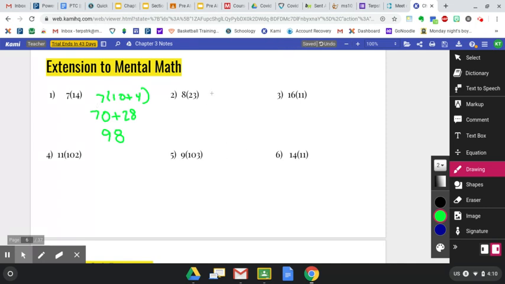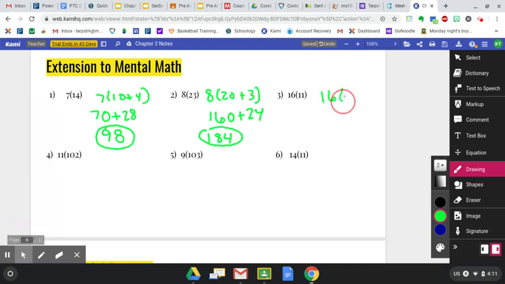Or here I could say that 23 is really 20 plus 3. So 8 times 20 would be 160, and 8 times 3 would be 24. So adding those, that would give me 184. So 8 times 23 will give me 184.